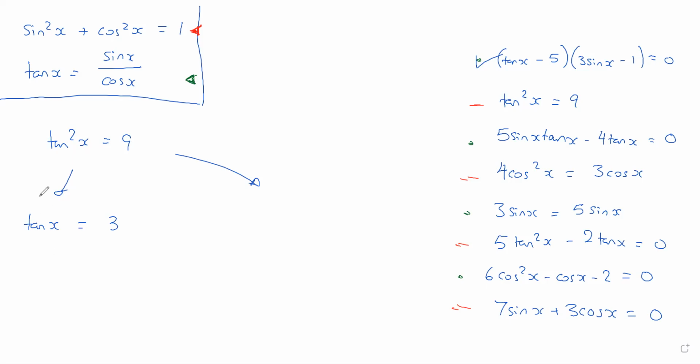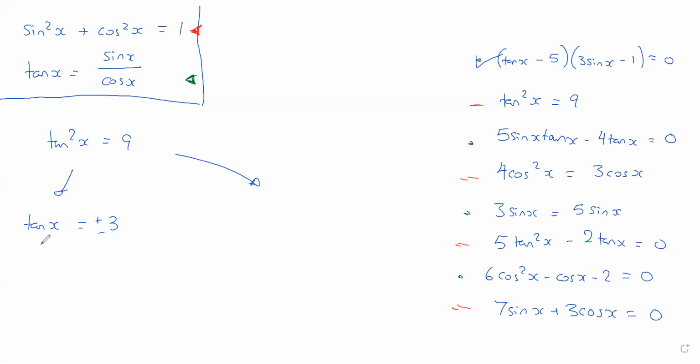They'll say, if I square root both sides, I'll get tan x equals 3. What mistake has been made? Think about that. Remember, the square root of 9 has two answers. It can be 3, because 3 times 3 equals 9, and it can be minus 3. So really the answer is tan x equals plus or minus 3.